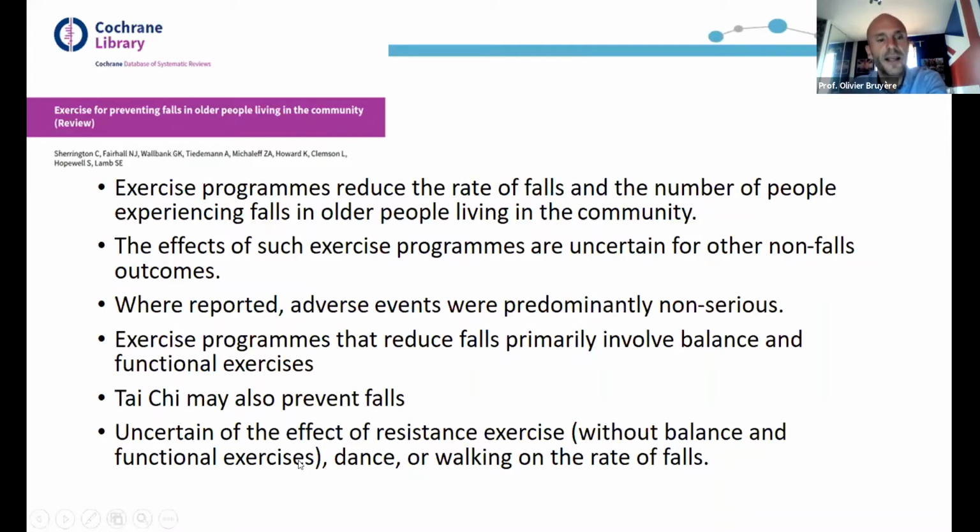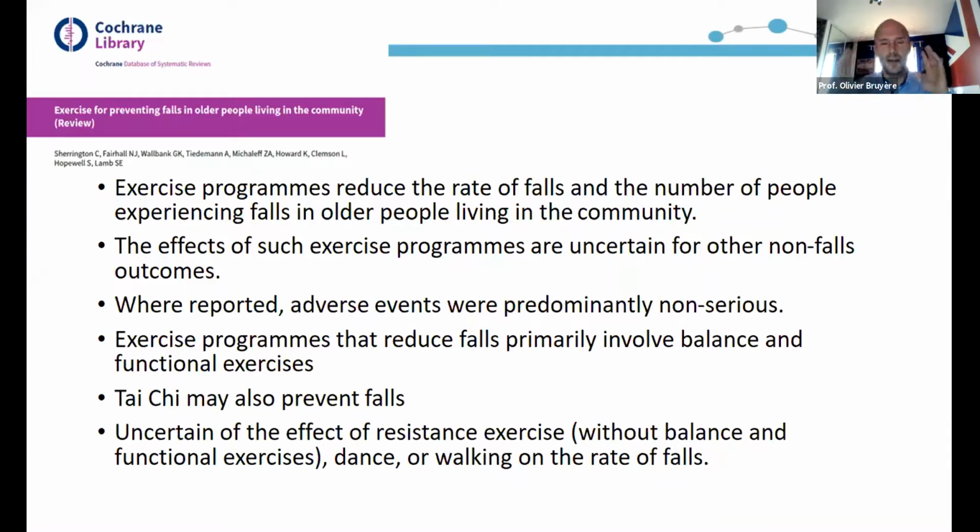Interestingly, if we want to have a major effect, we need to have exercises that involve body balance and functional exercises. And it has been suggested that Tai Chi, because of the high impact on the body balance, could also have an effect on falls. Let's be clear, we have less evidence here for the effect of progressive resistance training.